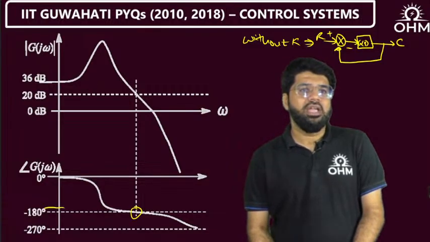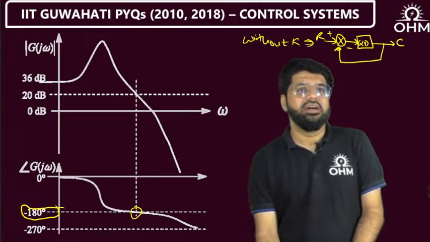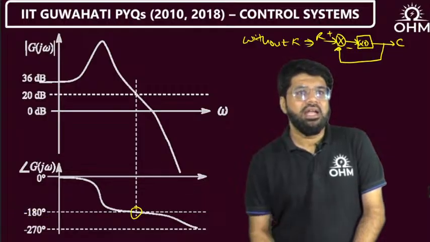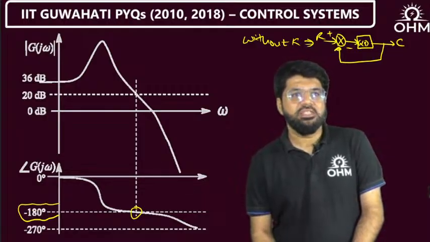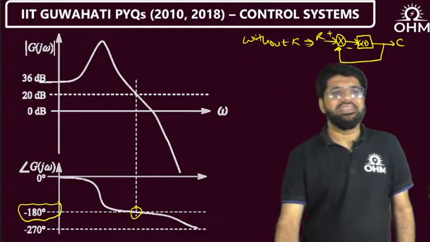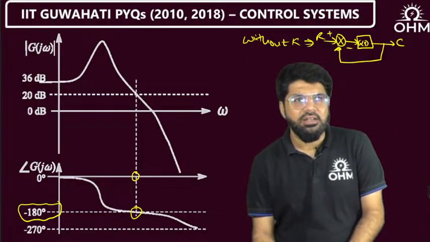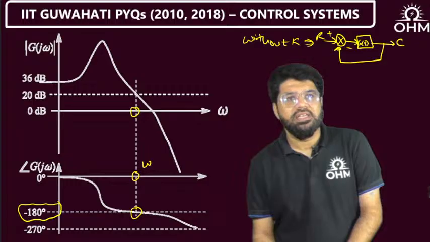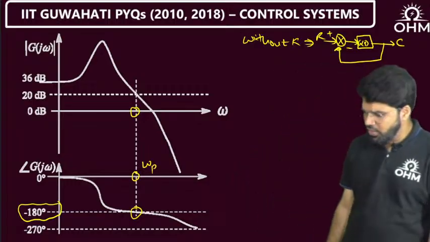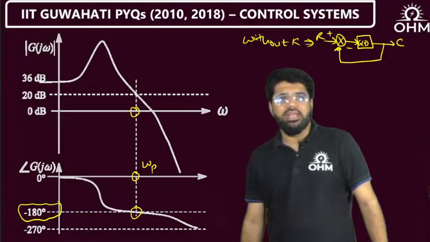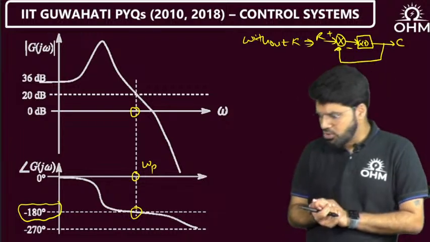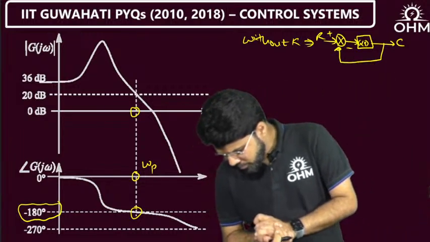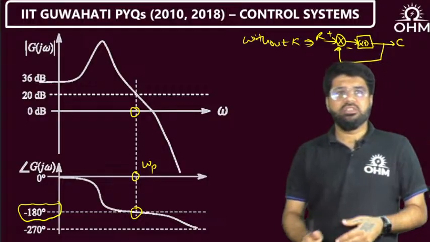This is the point where the phase is minus 180 degrees, and the frequency at which the phase is minus 180 degrees is known as what frequency? This frequency is not mentioned, but it is omega p, the phase crossover frequency. We know that where the phase is minus 180 degrees, the frequency is known as the phase crossover frequency.